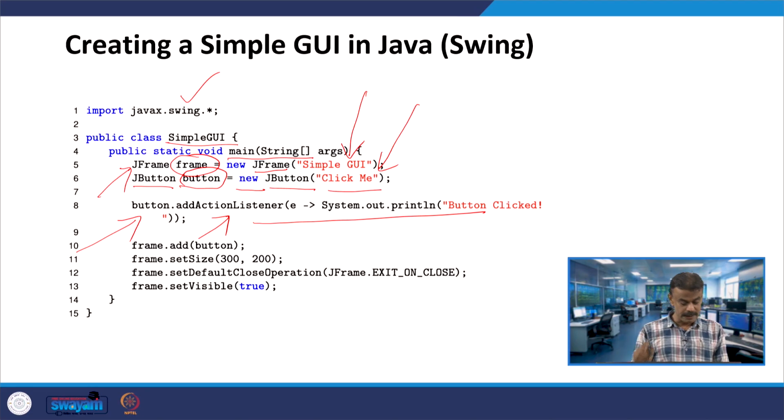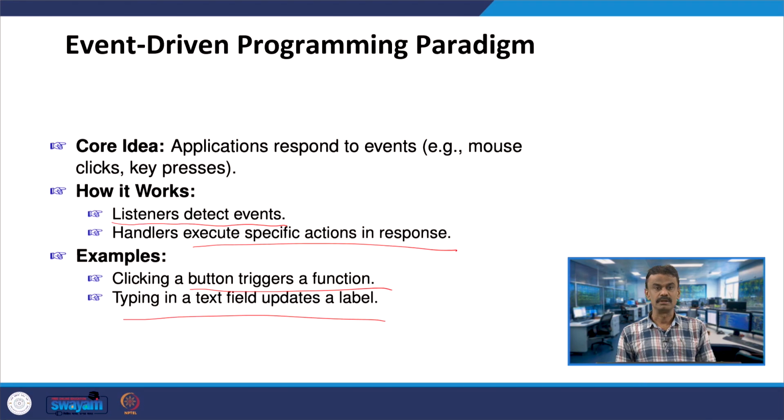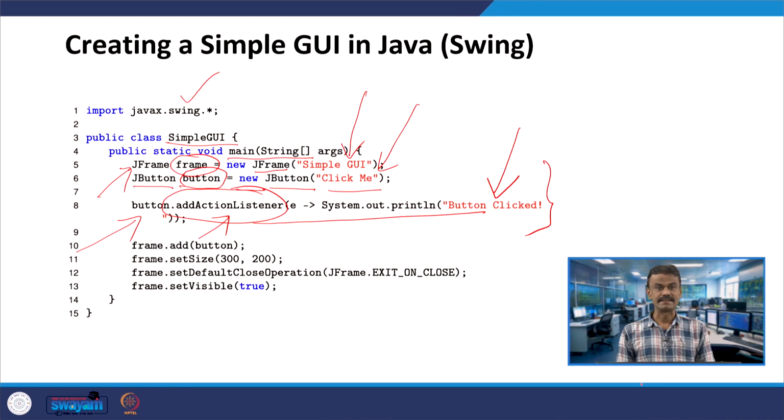When the button is clicked, assume that you are clicking the button, then "button click" will be printed. So, this is the lambda expression. This is where I talked about the event listener, addActionListener. This is called the event listener. I in fact told this in one of the slides, how listeners detect events. Here, in line number 8, you call it the event listener.